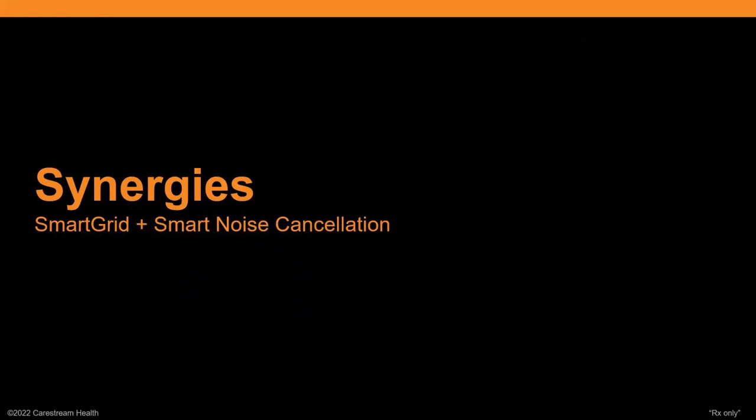Smart noise cancellation is a tool that stands well on its own. However, its real strength is how it can be combined with other image processing features. For example, by combining SNC with our smart grid option, we can raise the bar on image quality.